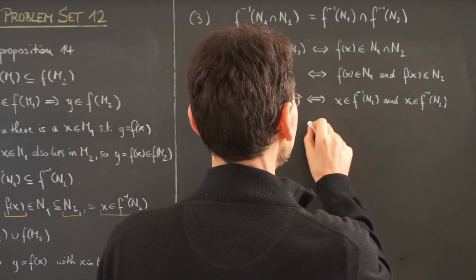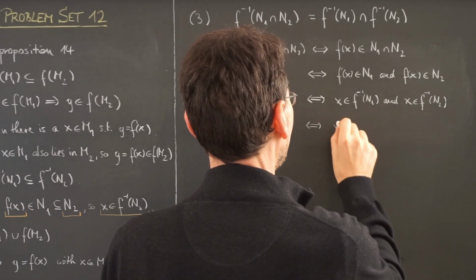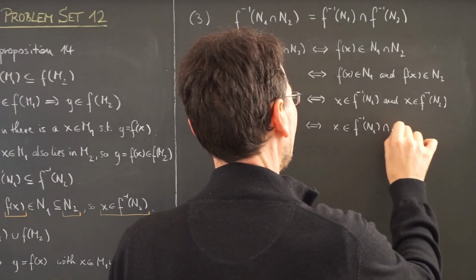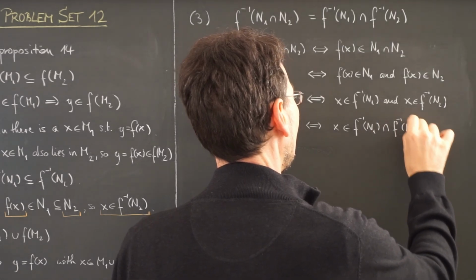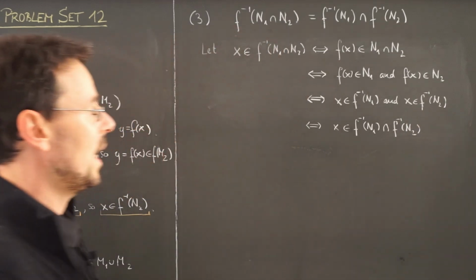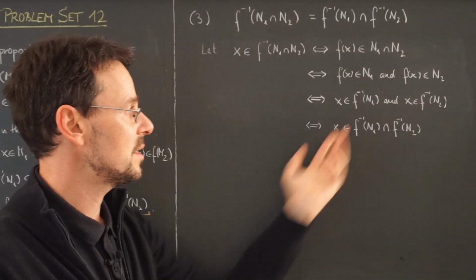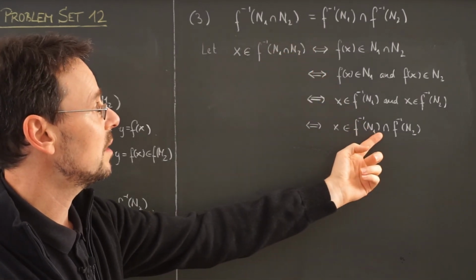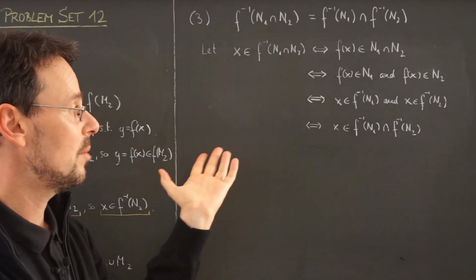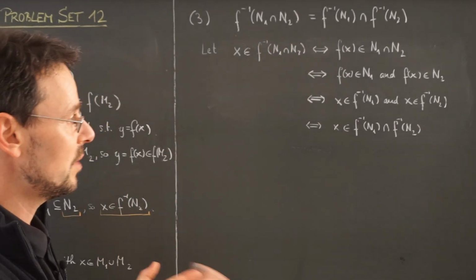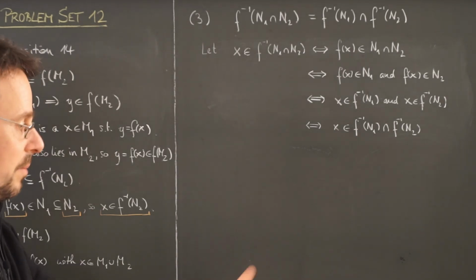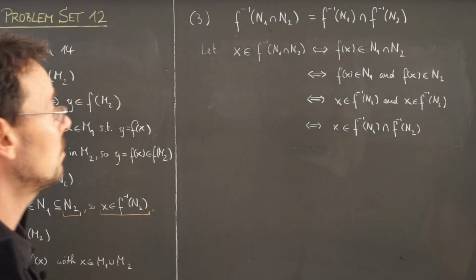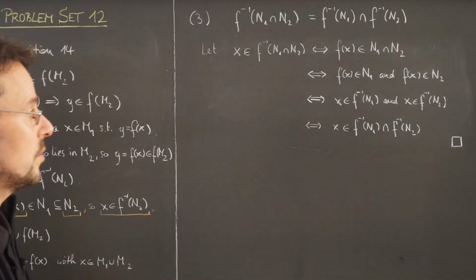And now this means exactly that x lies in this intersection because it lies in both sets. And all these equivalences show that this set and this set are always the same. There can be no exceptions here, as in the case with mapping or looking at the images under f. Here we always have equality. All right, and this concludes the proof.